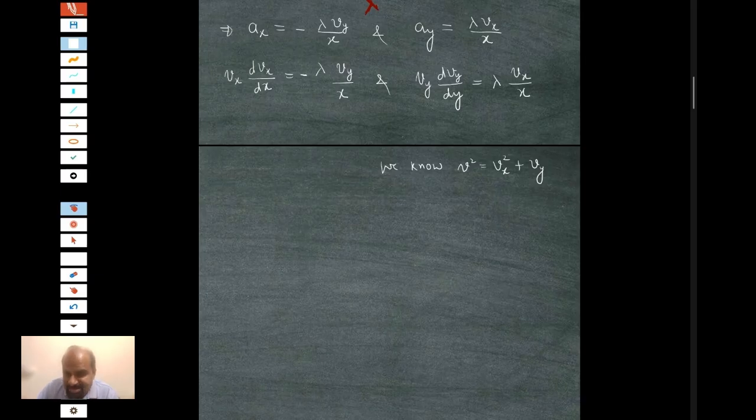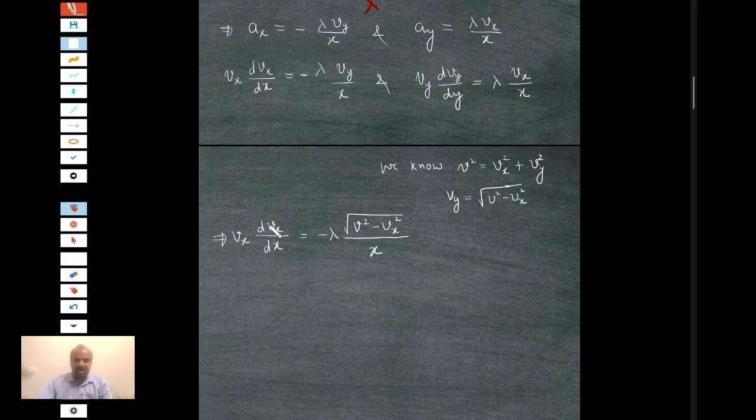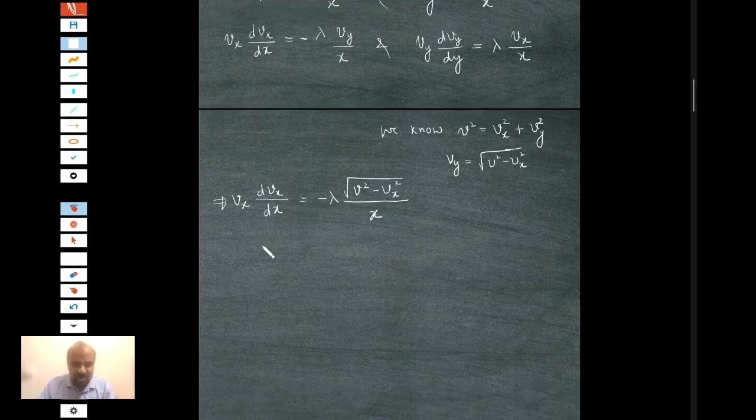So I can say that vy here is equal to under root of v square minus vx square, and then you can put it in this equation. So we get vx dvx by dx is equal to minus lambda, and instead of vy I'm going to write this, so we get under root v square minus vx square, divided by x. Now at least we have got a good and decent differential equation, because now the vy is gone.